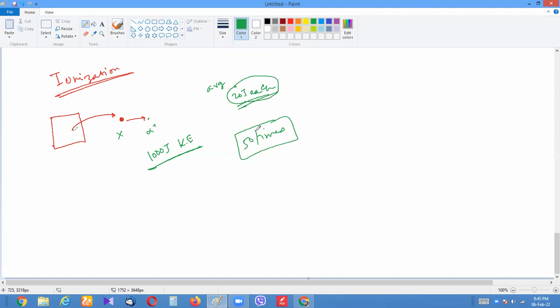No. The required amount of energy for each ionization, we are assuming it to be 20 joule.